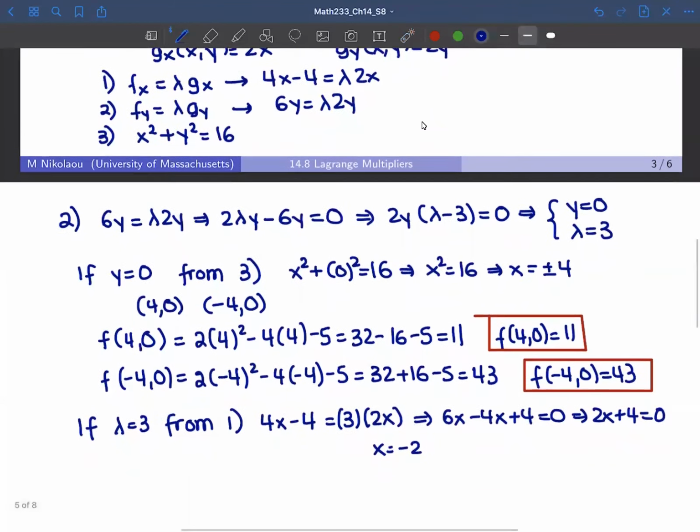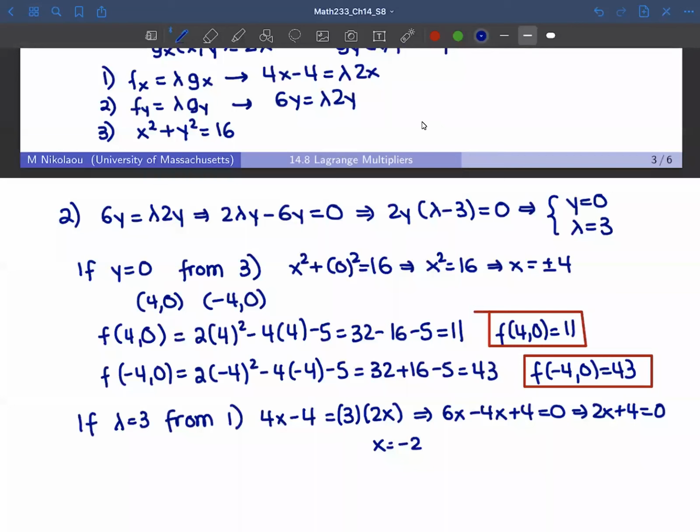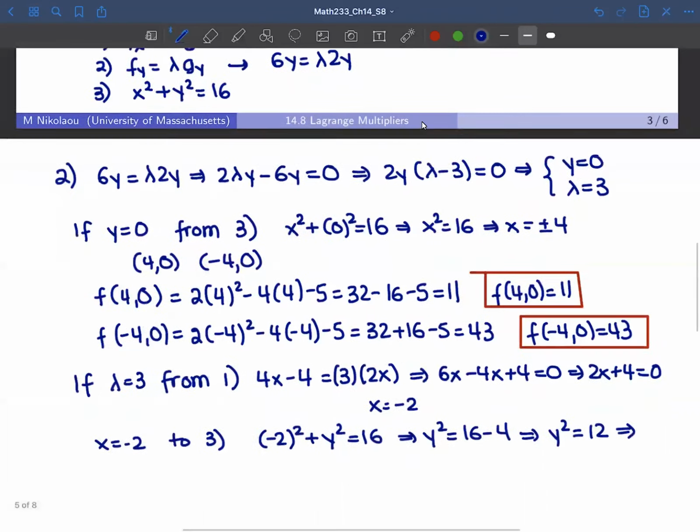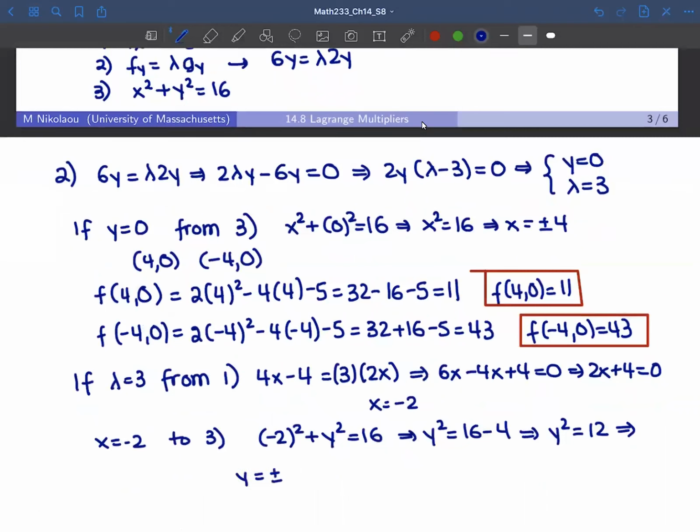We now have to find the corresponding value for y when x is equal to negative 2, so we'll plug x equals negative 2 into equation 3. So we'll have (-2) squared plus y squared is equal to 16. That gives us y squared is equal to 16 minus 4, so y squared is equal to 12. And that gives us y is equal to plus or minus square root of 12, which is equal to plus or minus 2 square root of 3.